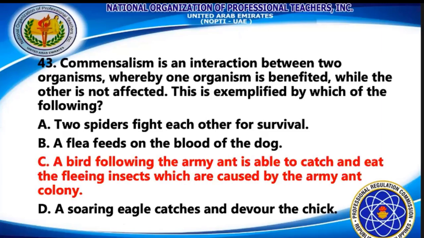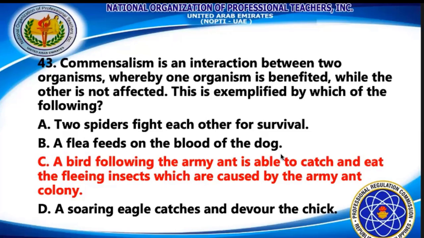Bakit letter C? Kasi yung the bird and the army of ant interact by the process of commensalism. Si bird kasi is able to catch and eat the insect caused by the colony of ant. In this case, the bird is benefited because it feeds on the insects na nagpa-follow sa mga ants. Pero yung mga ants, hindi sila affected at all. Okay? Hindi sila affected at all.